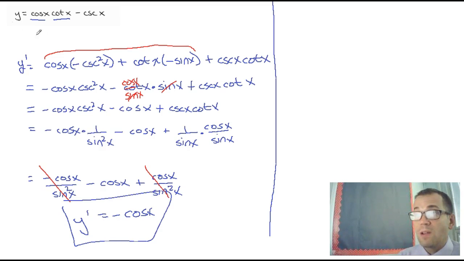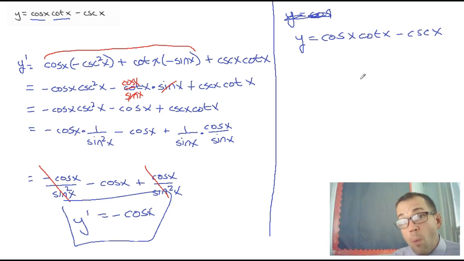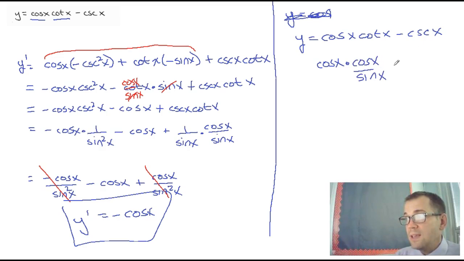But another thing to think about is from the very beginning, when you just have y equals cosine of x, cotangent of x, minus cosecant of x. I'm just going to take a quick moment to think about what happens if I rewrite this stuff in terms of sines and cosines before I even apply any crazy derivative rules. Cosine, I can't do much with that. I'm going to leave that alone. Cotangent is cosine of x over the sine of x. And cosecant of x is 1 over the sine of x.